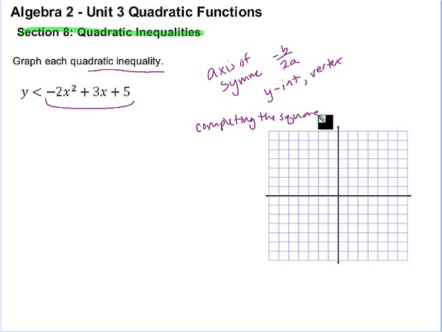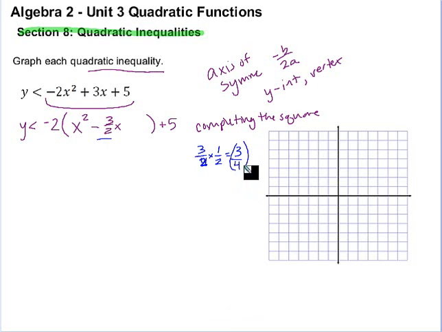All right, so for starters, to complete the square, we need to pull the negative 2 out. So we have y is less than negative 2. If we take that out, we then have a positive x squared minus 3/2 x, and then plus a 5 at the end. And then we take our negative 3/2, we divide that by 2, which is the same as multiplying by a half, to get 3/4. And then square that to get 9/16. So here I'm adding 9/16 on.